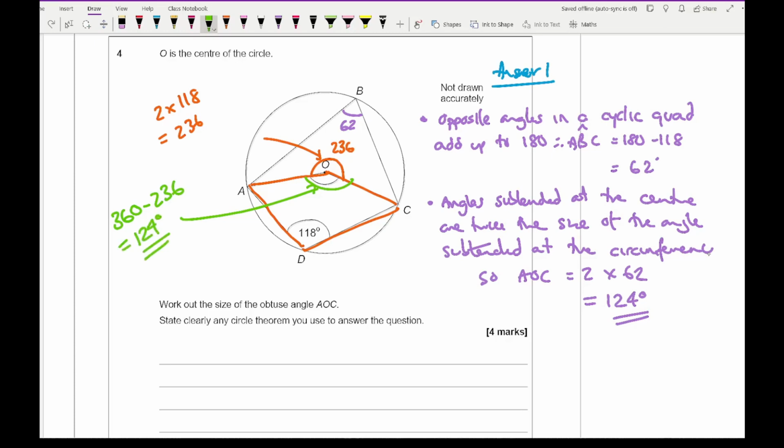So again, two different ways, two different sets of circle theorems you can use, but ultimately gives you the same answer of 124. And I don't know why I crossed that out. I'm supposed to highlight it, and I've got rid of the 1, so let me put that back, and there we go.